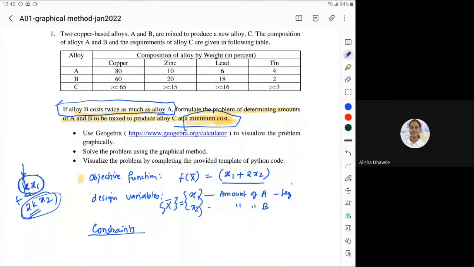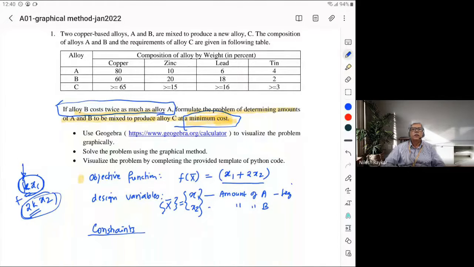Okay, so they were talking about per kg rate here, the 2k, 2 times the rate. Yes, alloy B costs twice as much as alloy A. Yes, the rate will be in terms of per kg. Yes, rupees per kg. That's right.